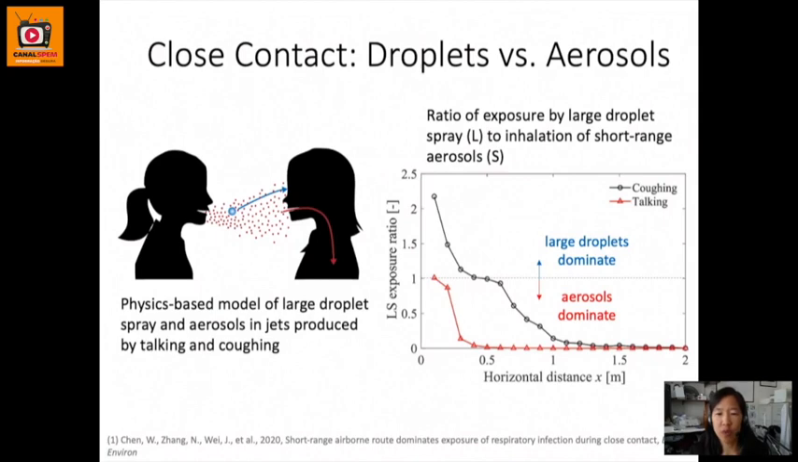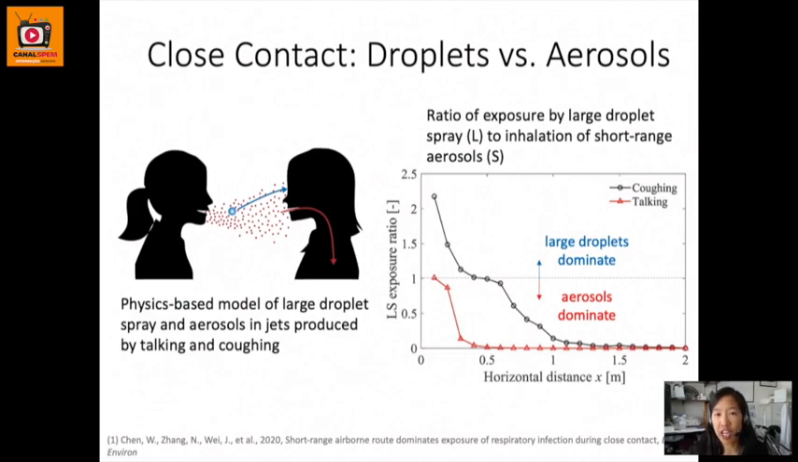So at a value of 1, that means that those two modes are equally important. If it's greater than 1, that means that large droplets dominate. If it's less than 1, it means that aerosols dominate. And you can see that for coughing, shown in black, if the people are closer than about 40 or 50 centimeters, 0.5 meters, then the large droplets are important. But as you move beyond 0.5 meters, it's actually the aerosols that are more important.